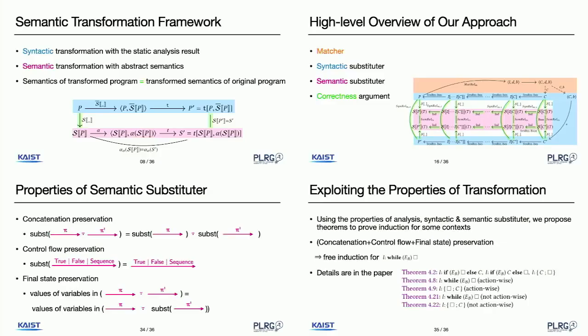To summarize, we propose a semantic transformation framework which is tailored to rewriting rules, and we show a syntax-directed correctness argument to provide a guideline to prove the correctness argument. To further reduce the burden on the user, we introduce theorems to show inductive cases for some contexts, and we define 6 example transformations in our framework to show the feasibility of our work. Thank you for listening and welcome questions.